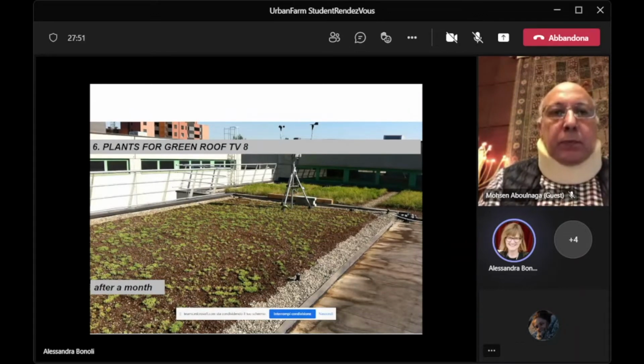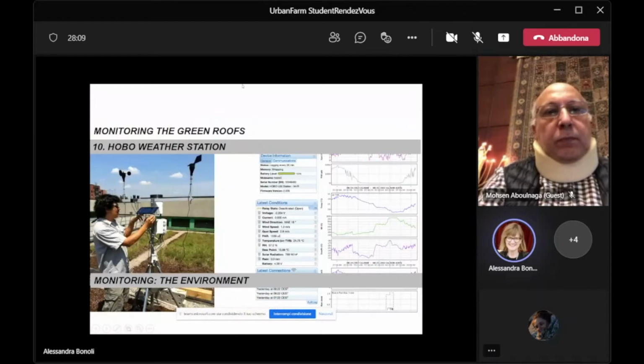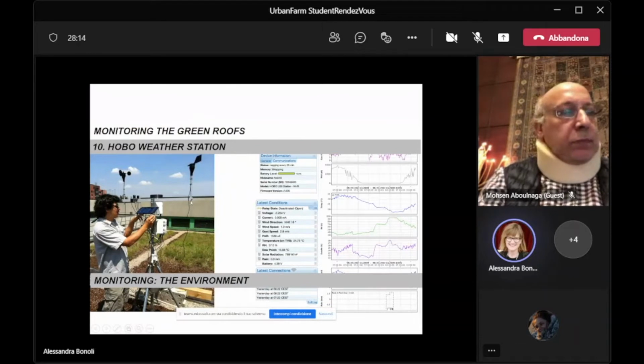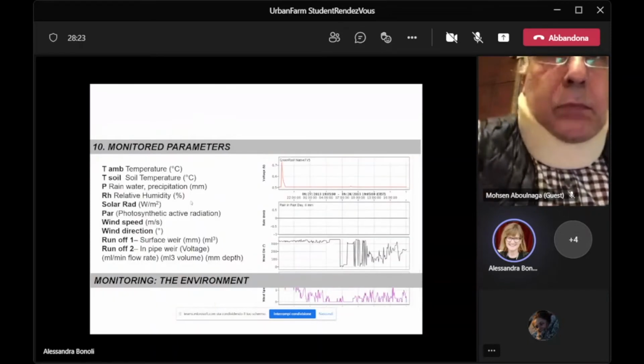Just to conclude in a few seconds, I would like to show you the green roof we have over the laboratories at the engineering school in Bologna, and we are able to measure all performances thanks to the weather station we have. So we are able to compare all data in relation with the weather conditions, the air conditions, and the building conditions.